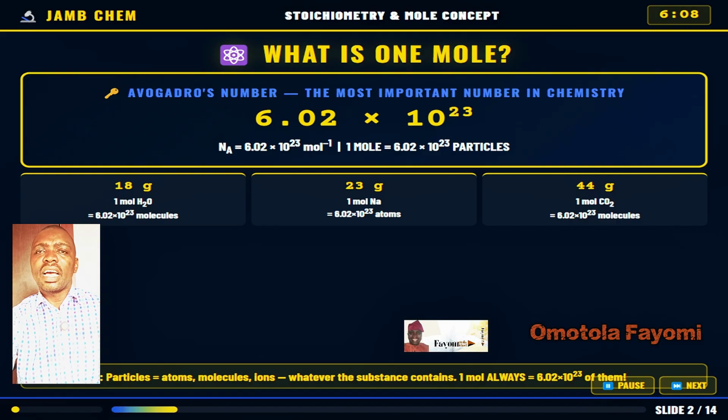1 mole of water is 18 grams and contains 6.02 times 10 to the 23 molecules. 1 mole of sodium is 23 grams. 1 mole of CO2 is 44 grams. The mole connects mass, something we can measure, to the number of particles, something impossible to count directly. That is the genius of stoichiometry.